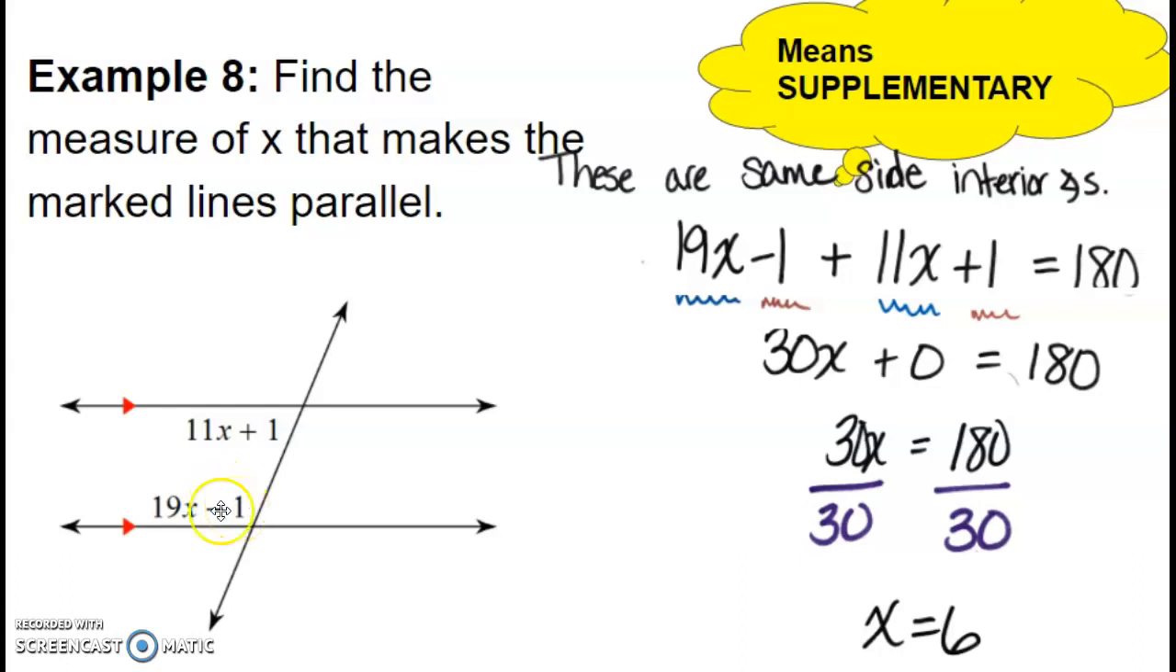Supplementary means we add them together to get 180. So 19x minus 1 plus 11x plus 1 is 180. Solve it through. You get a nice clean 30x equals 180 and get x equals 6.